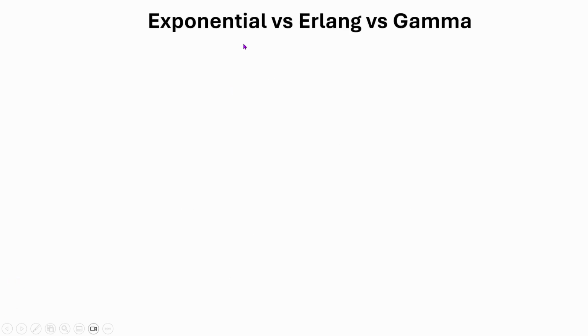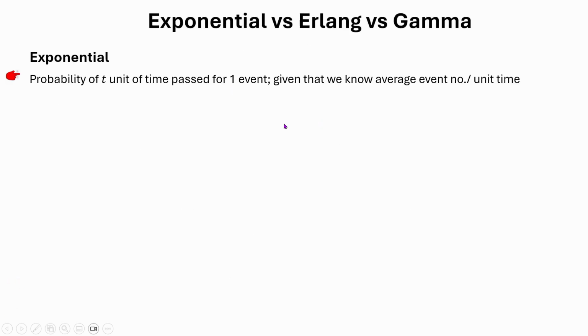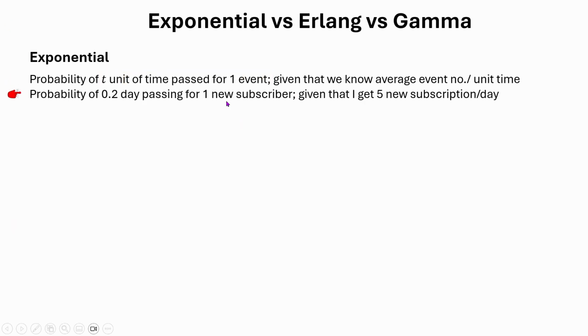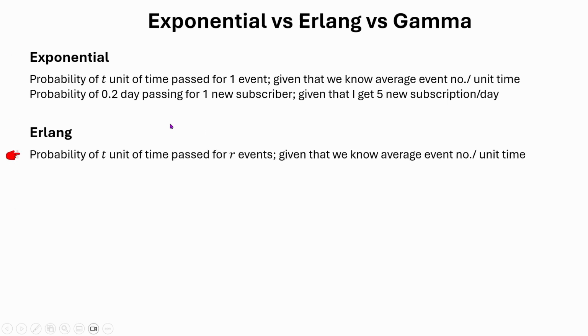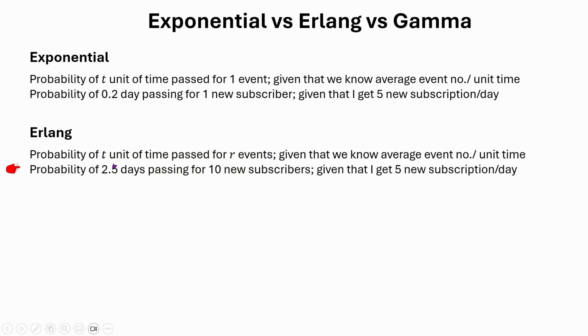Next, let's go to exponential versus Erlang versus gamma. Exponential, we know what that is. Probability of t units of time passing for one event. So how much time is passing for one single event? That is exponential. For example, this is an example I gave before. Erlang is actually a generalized version of exponential. We are now saying probability of t units of time passing not for one event, but for r number of events, right? And obviously, r will be an integer. It can be 0, 1, 2, 3, etc. For example, here we can say probability of 2.5 days passing for 10 new subscribers.